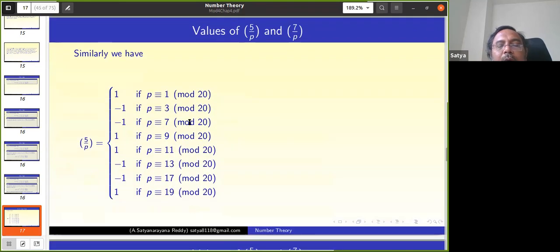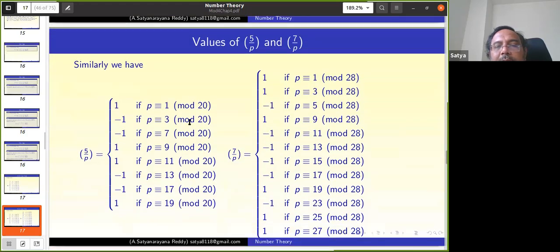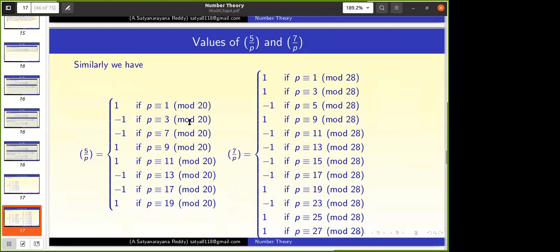5 by p, now we go to modulo 20. These are the cases: 4 times it becomes plus 1 and 4 times it becomes minus 1. And 7 by p is like this, very big. For 28 you have to go modulo 28.